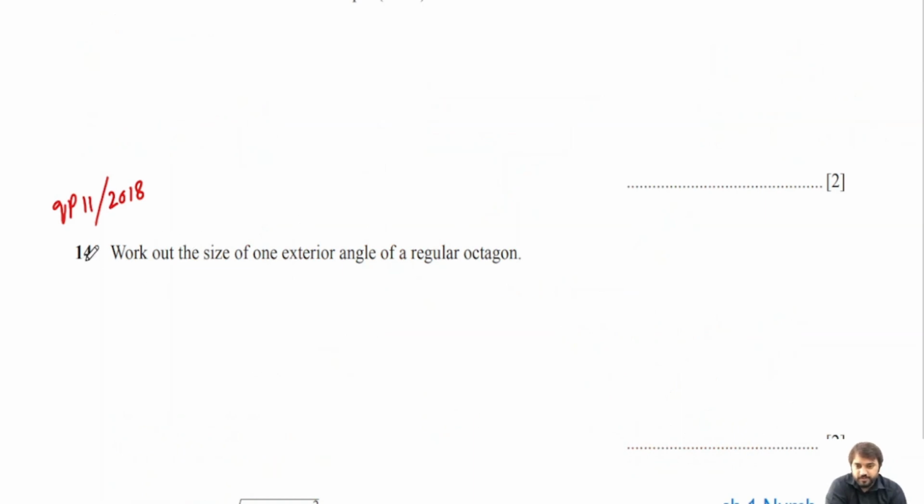The next question is question 14. Again, same paper we have, that is paper 1, variant 1. Work out the size of an exterior angle of a regular octagon. Octagon means 8 sides or 8-sided figure. So we need to calculate the value of one exterior angle.